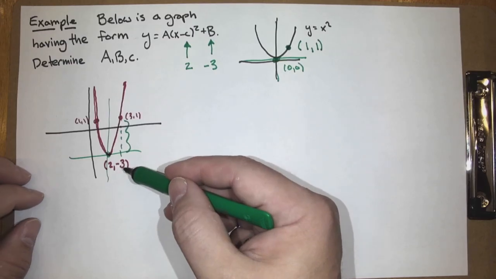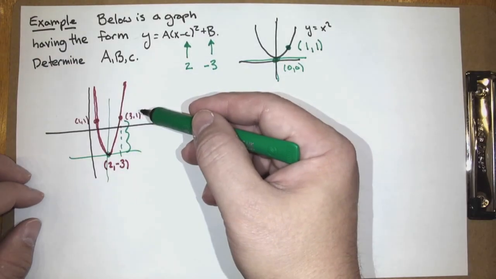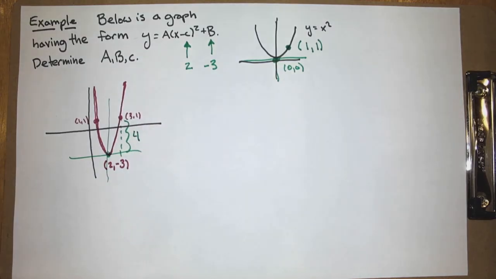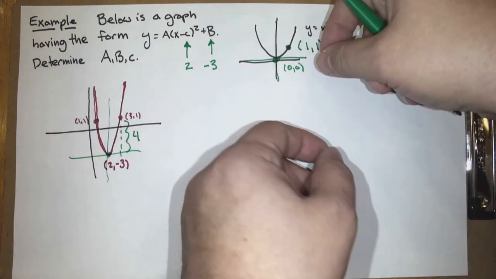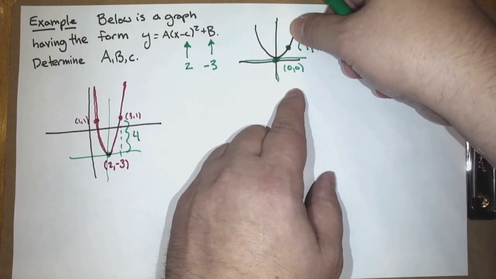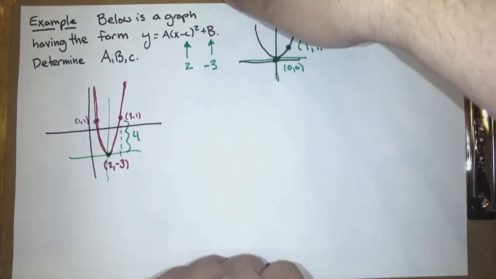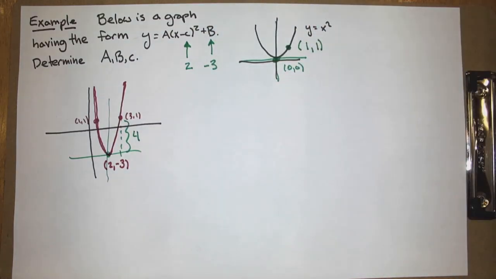Because I went from -3 to +1. The difference, 1 subtract -3, says 4. So originally, you should only have moved 1 over and 1 up. But now we moved 1 over, and now we've gone 4 up. So we've had to have stretched it to have that happen. So the question, what is A? It's 4. Yes, it's 4.